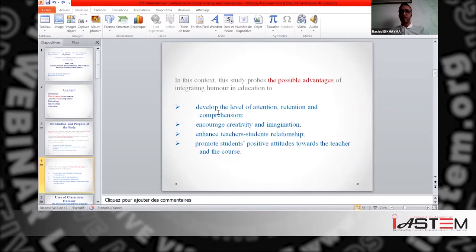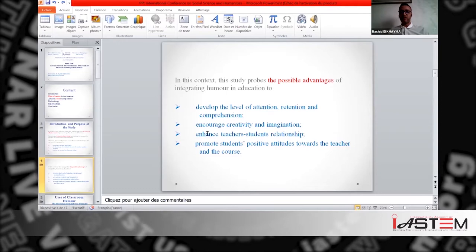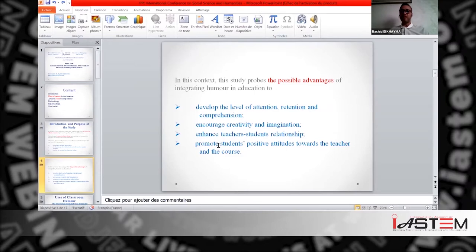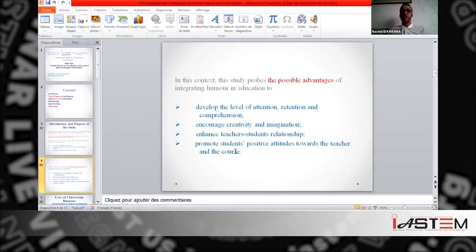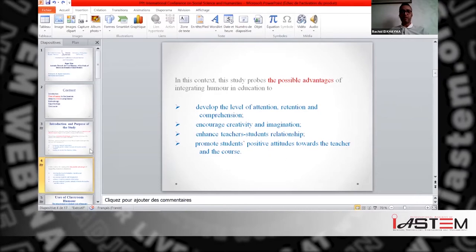For the sake of developing the level of attention among the students, encouraging creativity and imagination among the students, enhancing the relationship between teachers and students in the classroom, and promoting students' positive attitude towards the teacher and the course. And the general objective is to help students learn and achieve better educational results.